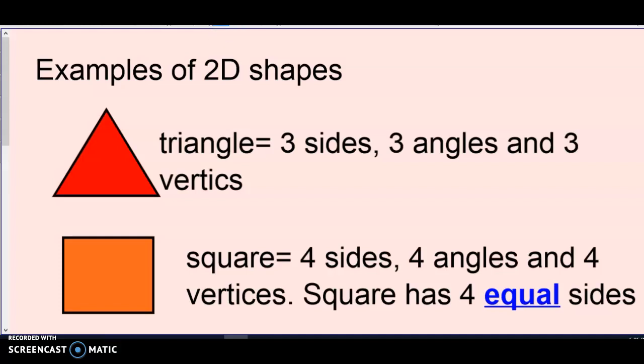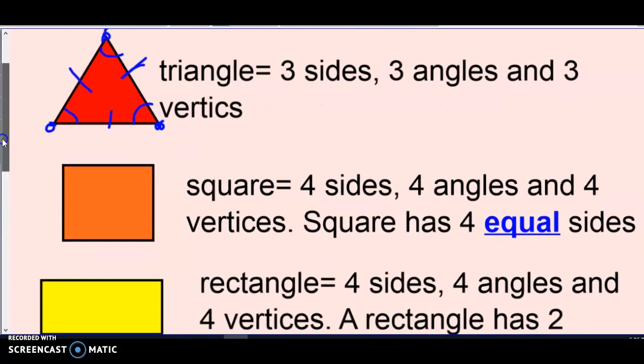So if we look at a triangle, I said a triangle has 3 sides, 3 angles, and 3 vertices. So the 3 sides of a triangle: 1 side, 2 sides, 3 sides. Angles are these corners of the shapes. And then vertices. The vertices is where the 2 lines meet. So in order for a shape to be a triangle, it has to have 3 sides, 3 angles, and 3 vertices.